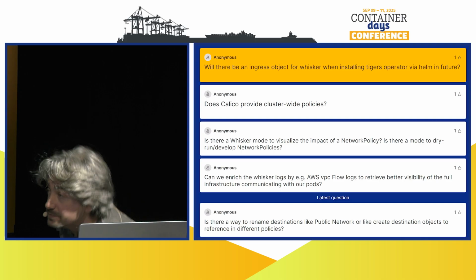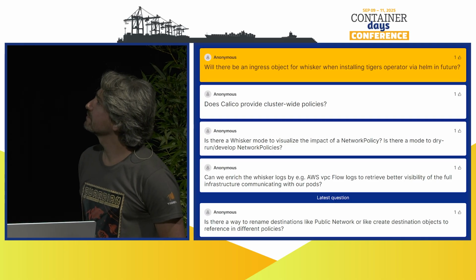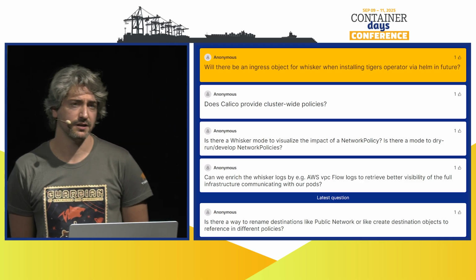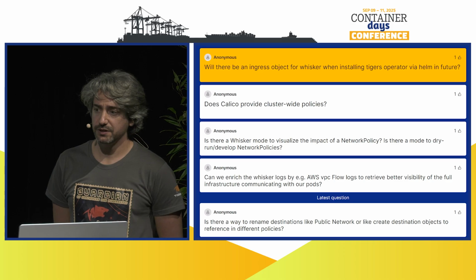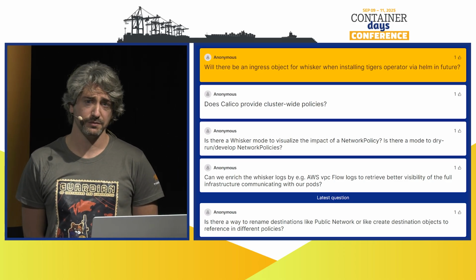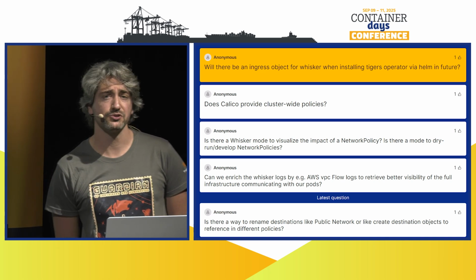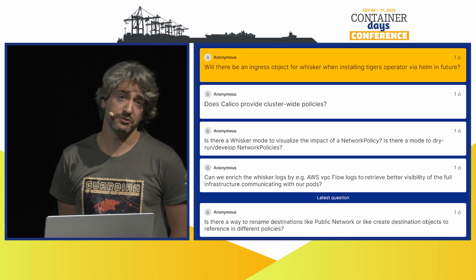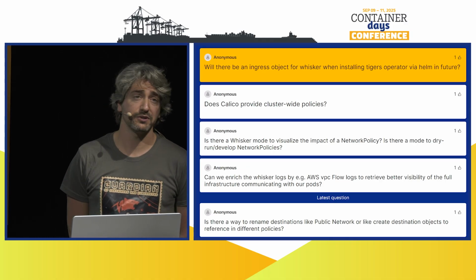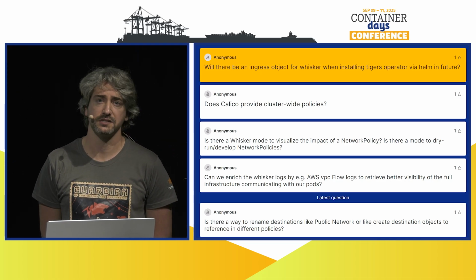Will there be an ingress object for Whisker when installing Tigera operator via Helm in the future? Oh, in the future. Well, that's a very good question. That could be. We added Calico Ingress Gateway, which is based on Envoy Gateway. It's already available. I think right now it's in tech preview. It's available in open source. So I think you'll be able just to use that. So instead of Ingress, probably we might deploy or give you an example on how you can leverage Gateway API instead.